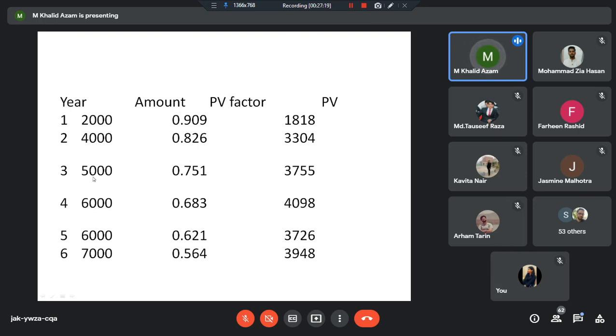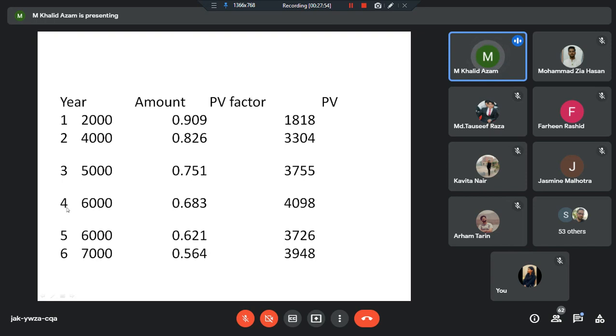You are getting 5000 at the end of the third year, and you are going to calculate its value today. Its value of 1 rupee is 0.751, which we have already seen in the tables. So 5000 multiplied by 0.751 is 3755. Now see here, these are the two important things you will be able to understand, and if there is any confusion, you will know about that.